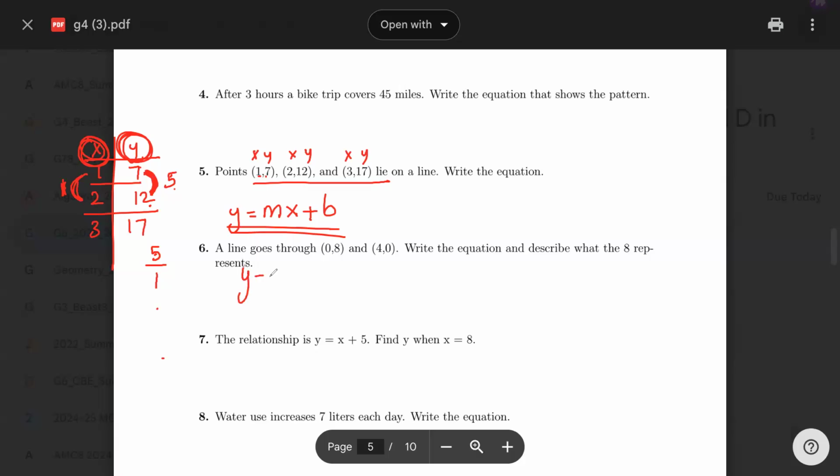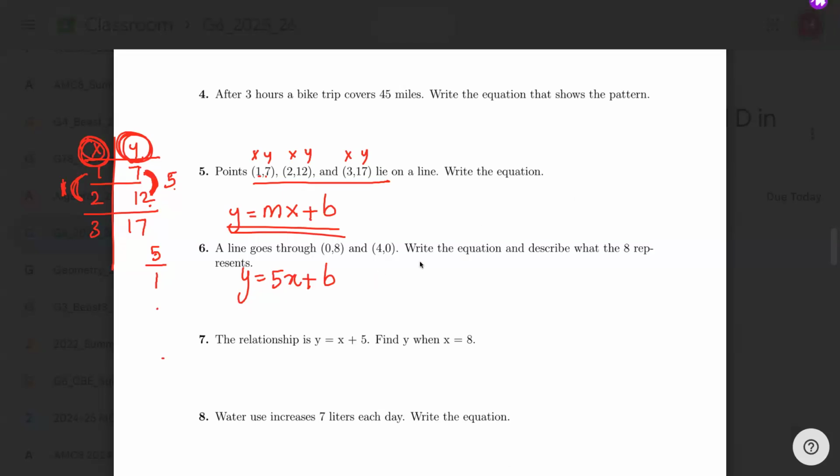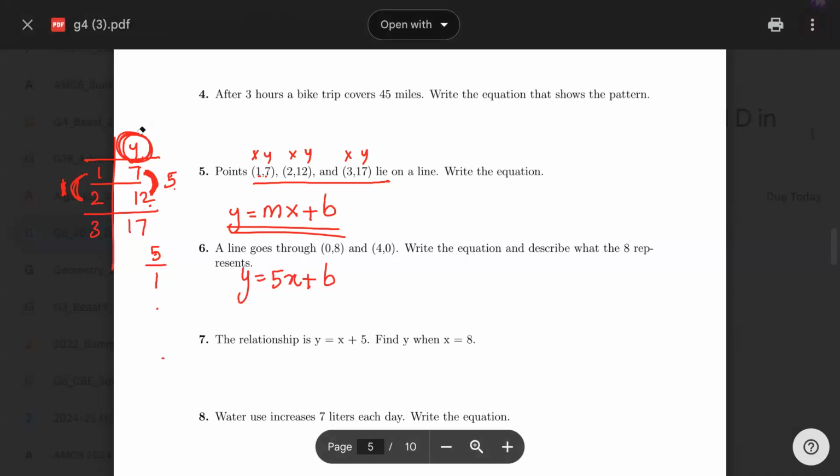Now go ahead, Sanskriti. You put 5x. But what did you put for b? For b I put plus 0. Why plus 0? That was difficult, right? Okay, I'll explain. Arnav, what was the equation?